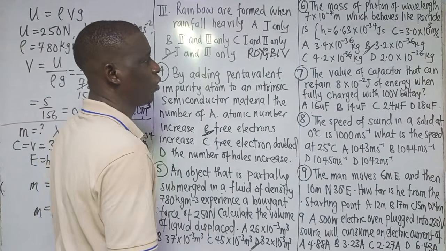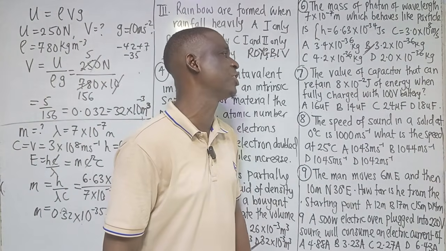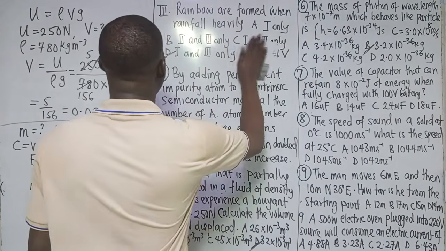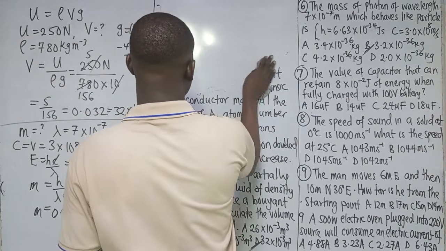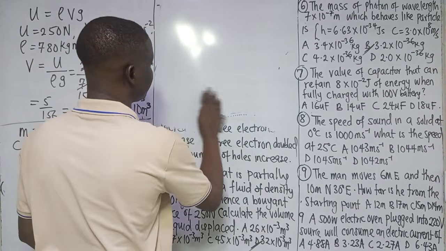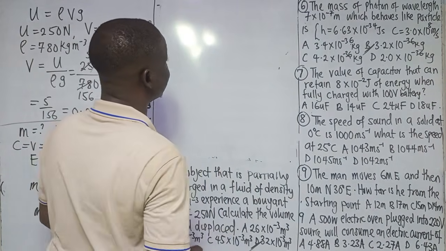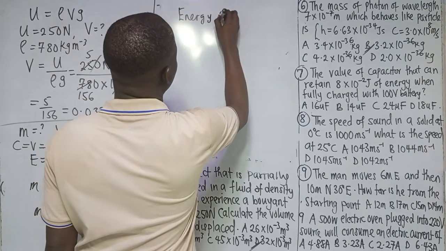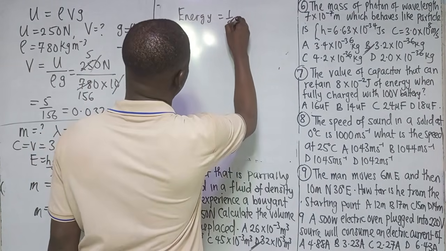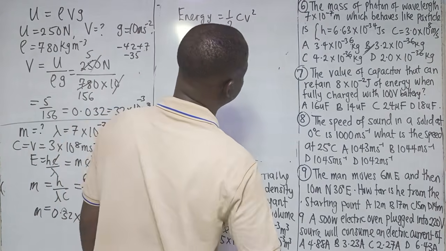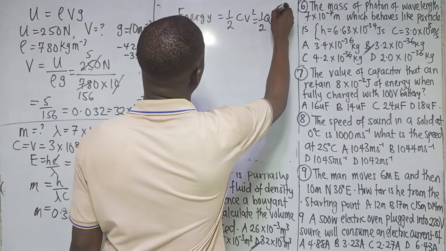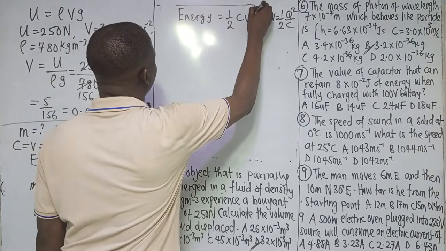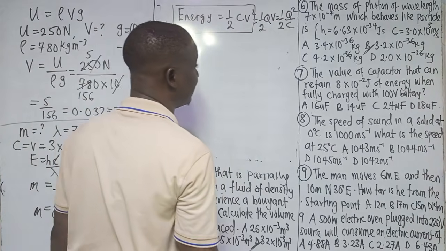They say the value of capacitor that can retain 8 times 10 to the power minus 2 joules of energy when fully charged with a 100 volt battery. So what we're going to do now is, our energy is equal to half CV squared. We can also have half QV and half Q squared over C. We have these three formulas, but this one will be better, the reason being that all our parameters are embedded in that formula.